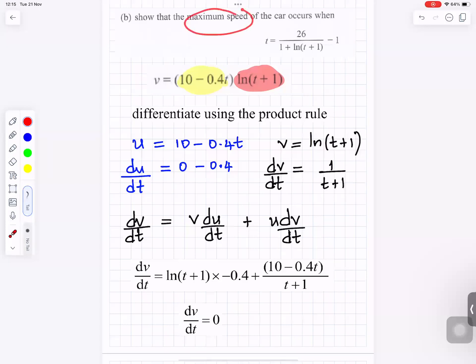For the maximum speed, we have to differentiate to get that. And we have two things multiplied to each other. So we use the product rule. Call that first one u, call that one v.